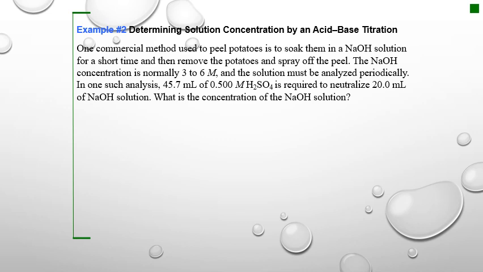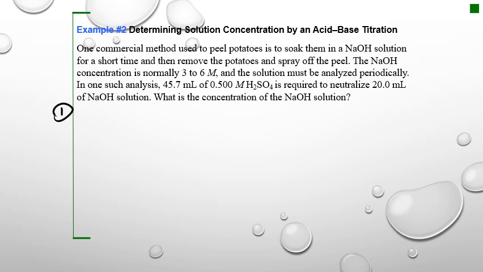It says one commercial method used to peel potatoes is to soak them in a sodium hydroxide solution for a short time and then remove the potatoes and spray off the peel. The NaOH concentration is normally 3 to 6 molar and the solution must be analyzed periodically. In one such analysis, 45.7 milliliters of 0.500 molar H2SO4 is required to neutralize 20 milliliters of the NaOH solution. What is the concentration of the NaOH solution? So I'm going to start off using the stoichiometric method, what you've done traditionally up until now.